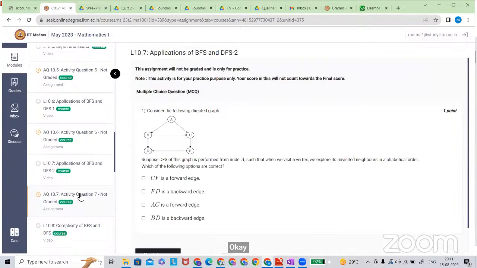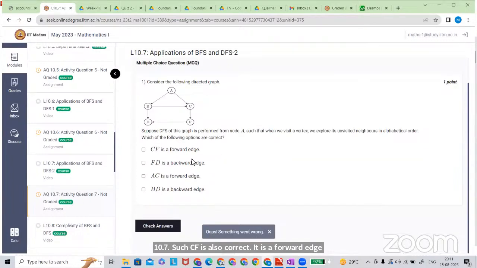10.7. Sir, CF is also correct, it is a forward edge. So we have a problem with a directed graph. Suppose DFS is performed from node A, such that when we visit a vertex, which of the following are correct? CF is a forward edge, right? This is going like this. FD is a backward edge. F we have and D is here. AC is a forward edge.